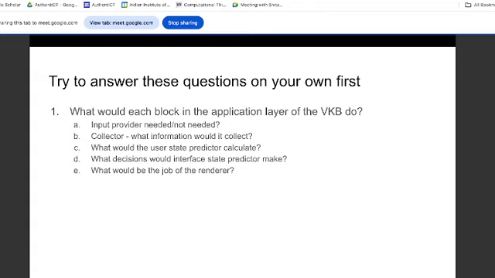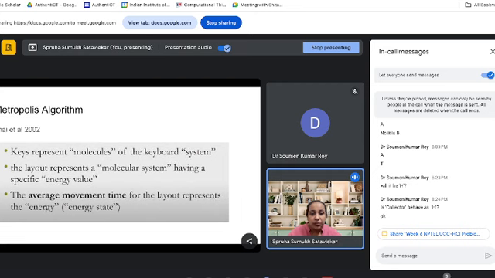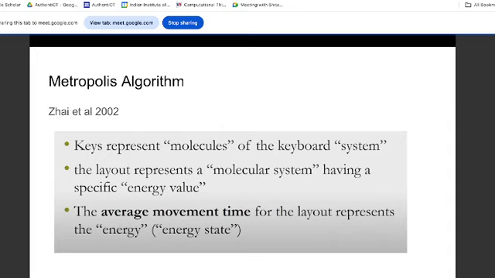Next, in terms of the model that they have given for the virtual keyboard design, there is a Metropolis algorithm which can be used. Zhai et al. introduced it in 2002. Basically, there's a question in the assignment this year based on this algorithm. That's why I chose these two slides, just as an introduction to this algorithm.